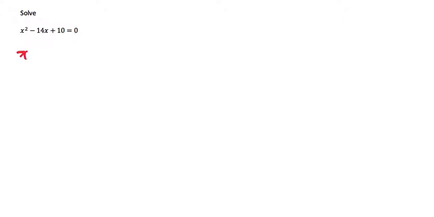And so the first step that we're going to do is take this constant out of the way by moving it to the other side. So I'm going to have x squared minus 14x is equal to negative 10. And then in this next step, I'm going to try to set up a few things here, just so that it is easier and possible for me to solve this equation. Right? So on the left side of the equation, there's some work that needs to be done.